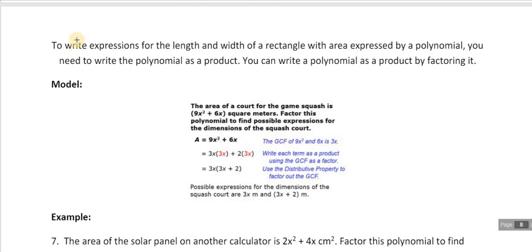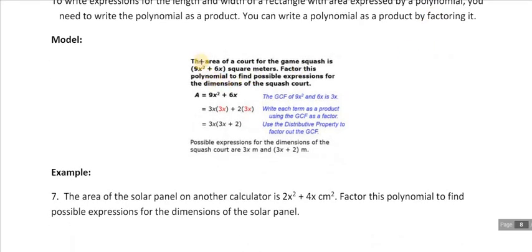Next we have a little word problem. It says to write expressions for the length and width of a rectangle with area expressed by a polynomial, you need to write the polynomial as a product. You can write a polynomial as a product by factoring it. Okay, so this is telling us that the area of a court for the game squash is 9x squared plus 6x squared meters. Factor this polynomial to find possible expressions for the dimensions of the squash court. So we want to take the expression that represents the area and we want to break it apart into a product, so then we technically can find dimensions, a length and a width, to represent this situation.